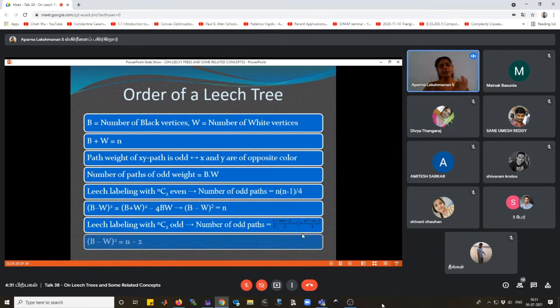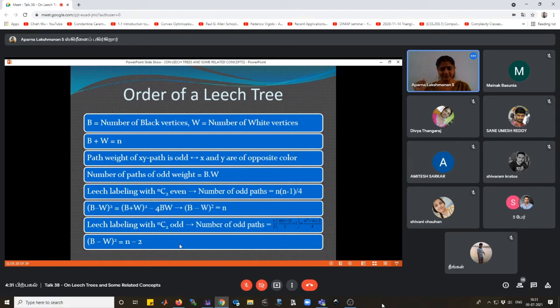Again, you find B minus W whole square using the same formula. B plus W is n and BW is this. Substitute and simplify. What you get is n minus 2. Okay. So if NC2 is even, we have B minus W whole square equal to n. And if NC2 is odd, we have B minus W whole square equal to n minus 2.